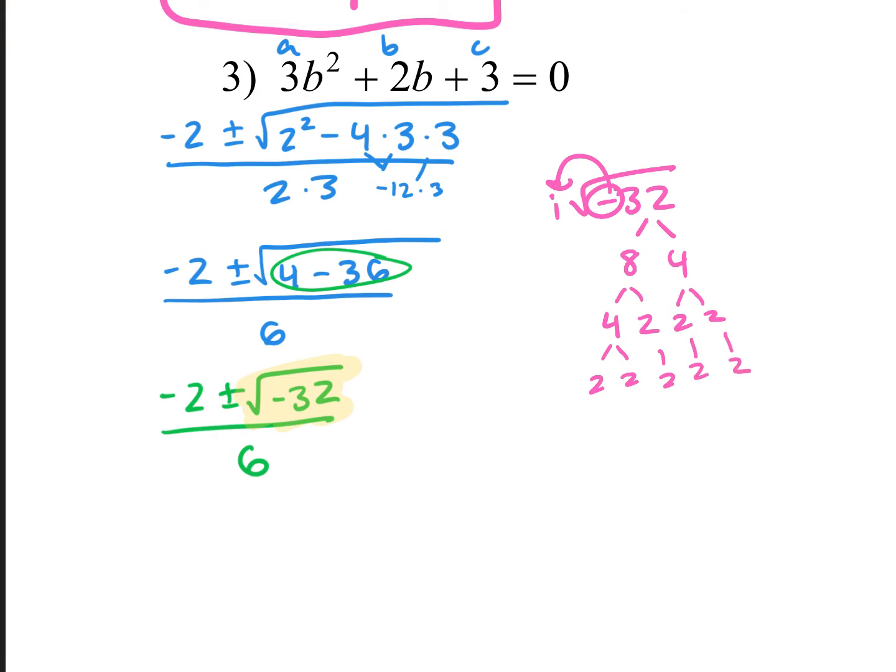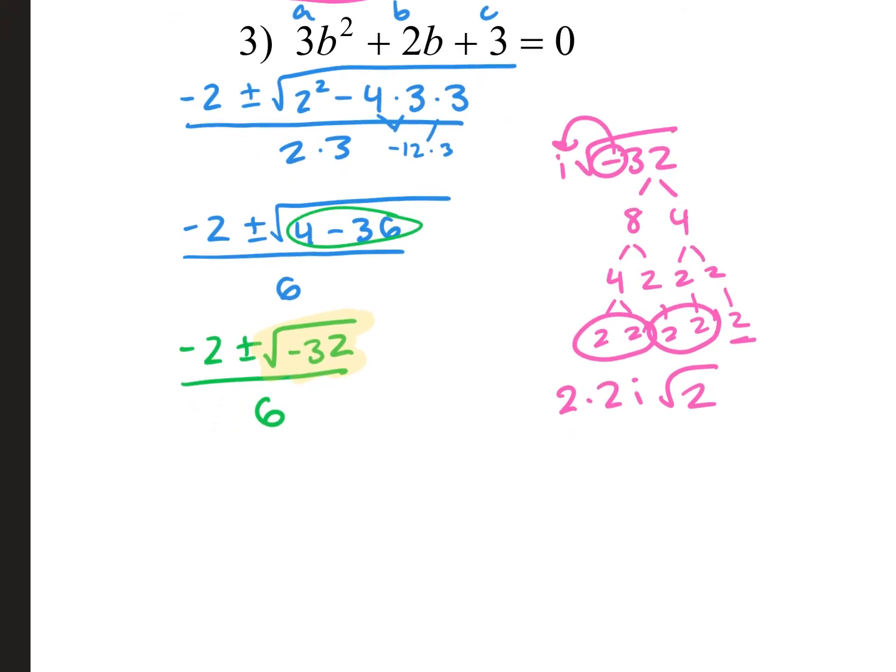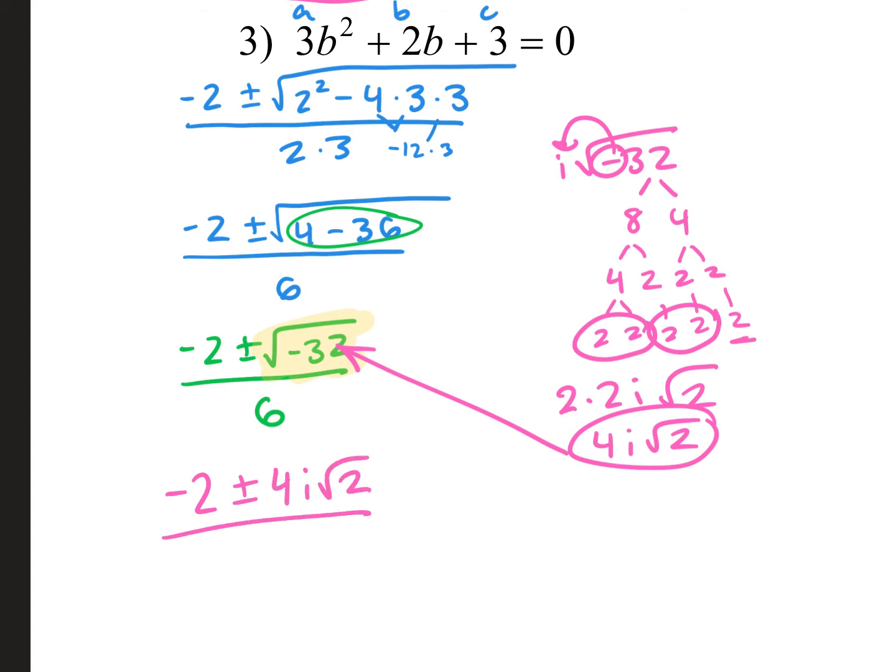What do I circle? 2 pairs of 2's. So what comes to the outside? 2 2's. So I have 2 times 2, i. And what stays on the inside? A 2. And then what's the last thing I got to do with these? Multiply everything on the outside together. So this becomes 4i square root 2. So we just take this and replace our radical with that. So this would be negative 2 plus or minus 4i square root 2 over 6.